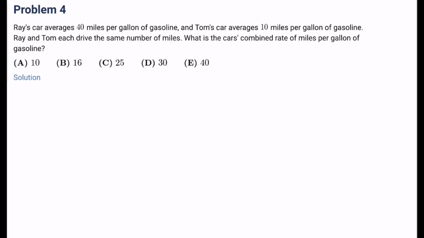Number 4. Ray's car averages 40 miles per gallon of gasoline, and Tom's car averages 10 miles per gallon of gasoline. Ray and Tom each drive the same number of miles. What's the cars' combined rate of miles per gallon of gasoline?